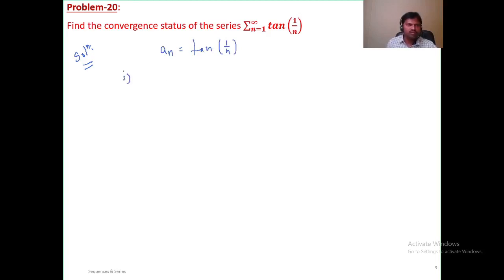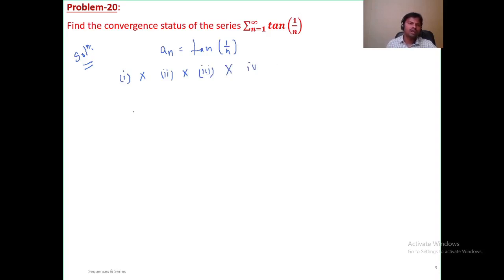So first one, I want to apply the geometric series. So tan 1, tan 2, tan 3, tan 4, or tan 1 by 2, tan 1 by 3. So it is not a geometric series, therefore the geometric series cannot be applied. Next, is it telescoping? It is not telescoping. And next, nth term divergence test: limit as n tends to infinity, 1 by n goes to 0, tan 0 is 0. You are getting 0, therefore you cannot apply the nth term divergence test also. Likewise, you verify all those things.